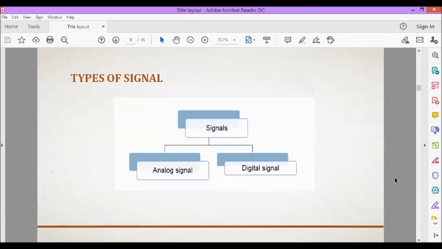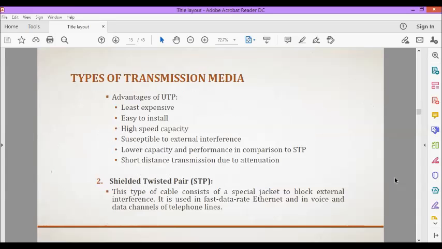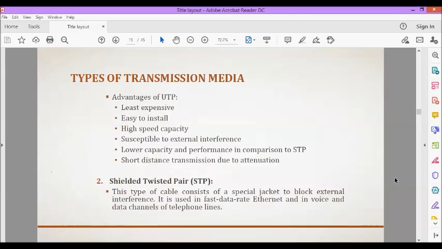We have two types of signal, the analog and the digital signal. Then we have the different types of transmission media. Under the guided media, we have twisted pair cable, coaxial cable, and optical fiber cable. While for unguided media, we have the radio waves, the microwaves, and infrared. So we have two types of twisted pair cable, the unshielded twisted pair and the shielded twisted pair.